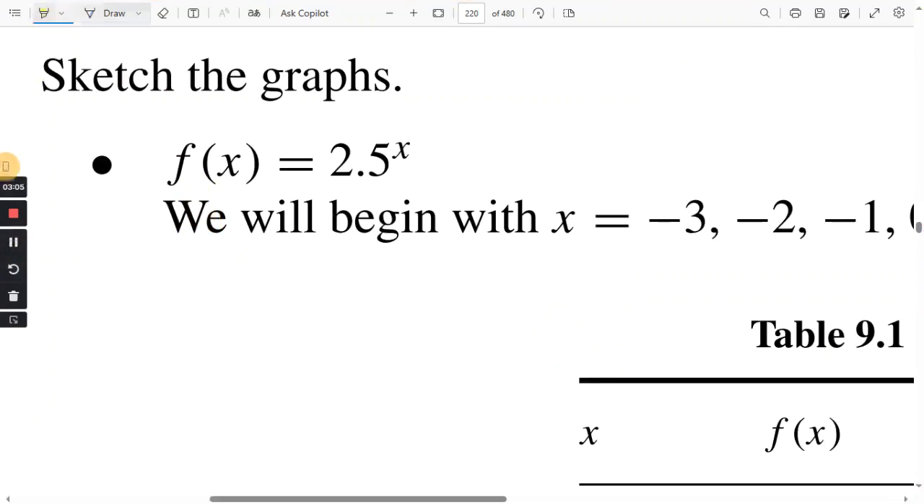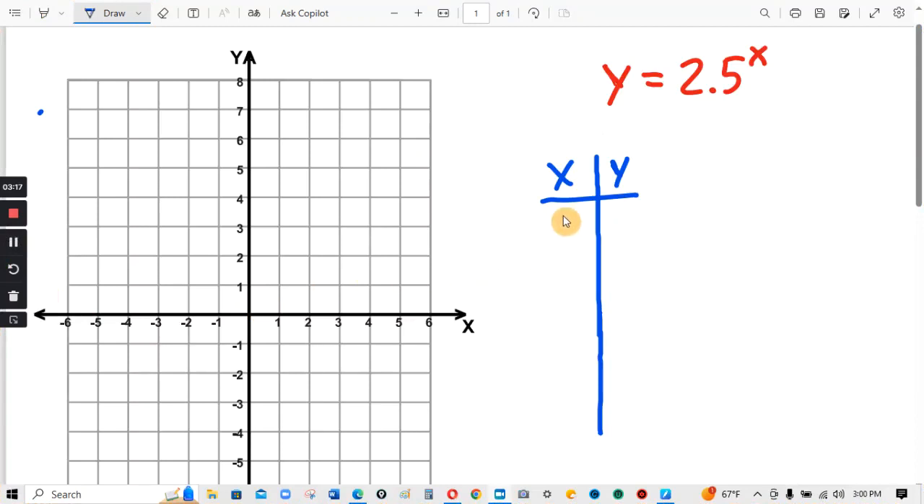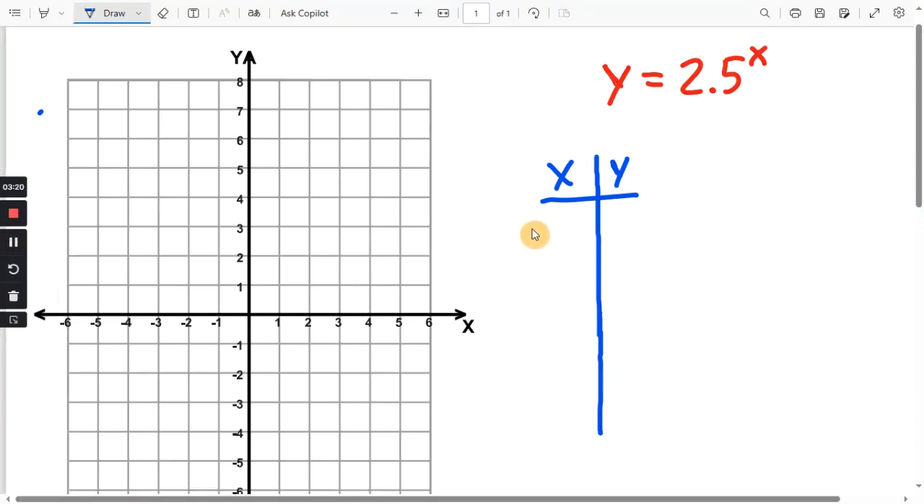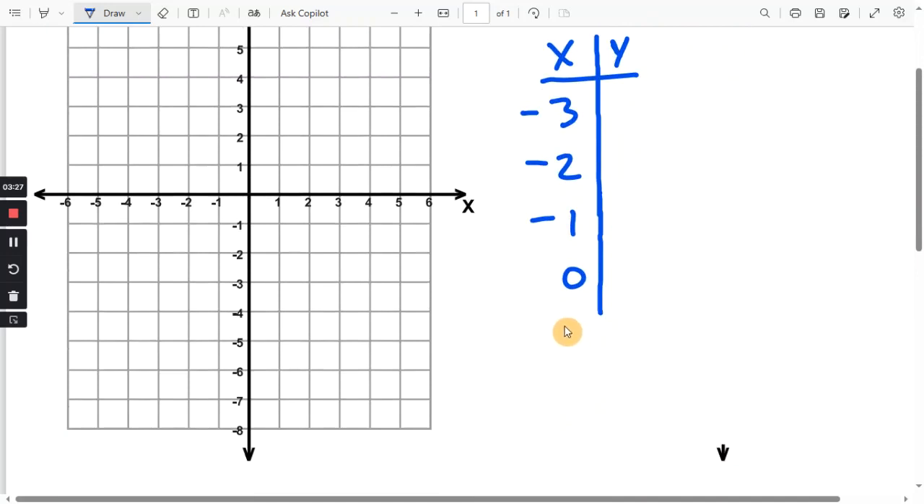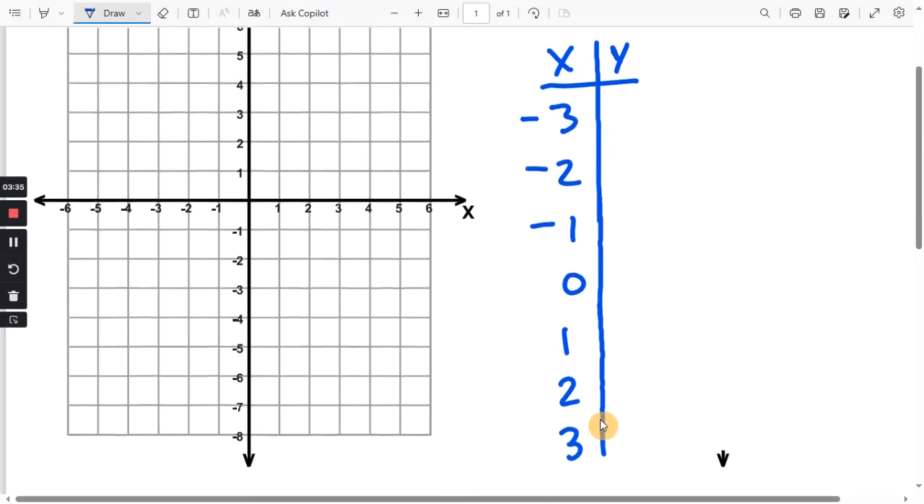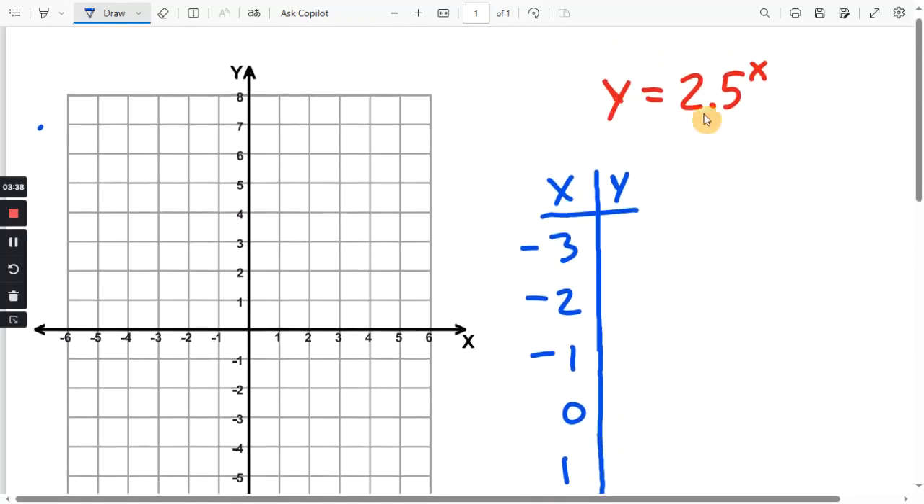All right, so I'm going to get to the graph paper. We're going to sketch the graph f of x equals 2.5 to the power of x. This is y equals. So let's go to the graph paper. All right, x values, we're going to do -3, -2, -1, 0, and then 1, 2, 3. Truth of the matter is, you probably don't even need all of those. Okay, but in each case, the x is going to be the exponent of 2.5.